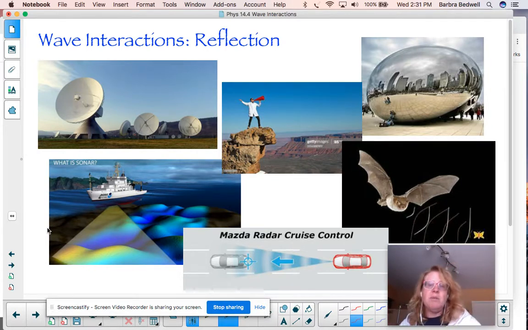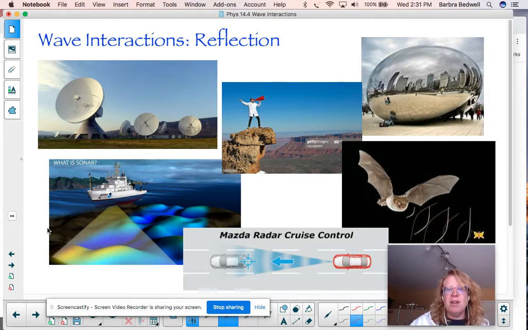So all of these pictures on here are examples of reflection and how reflection gets used. For example, radar is the thing at the top left. It's sending out electromagnetic radiation that's hitting things like clouds or satellites or whatever, and bouncing back. So you're actually reflecting off of something in the sky, typically.